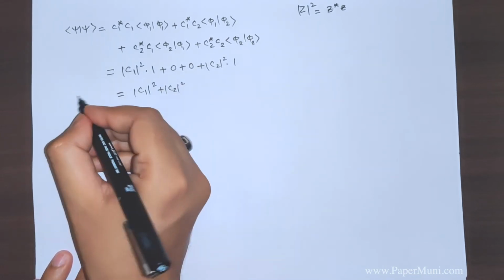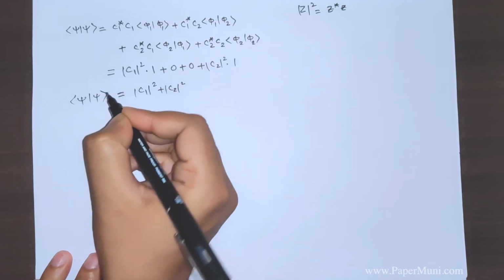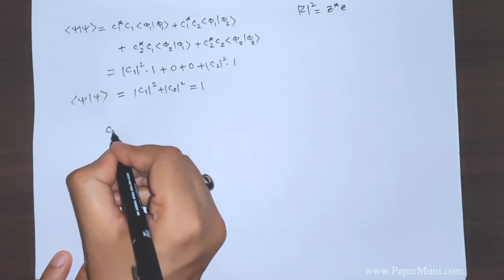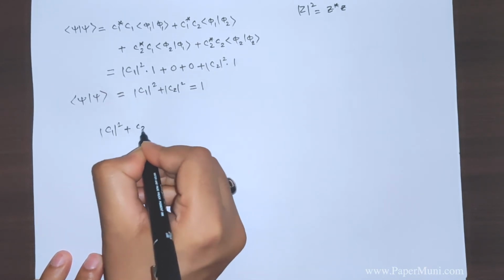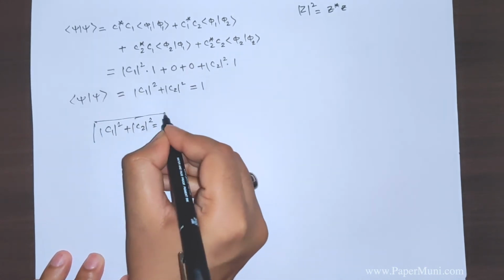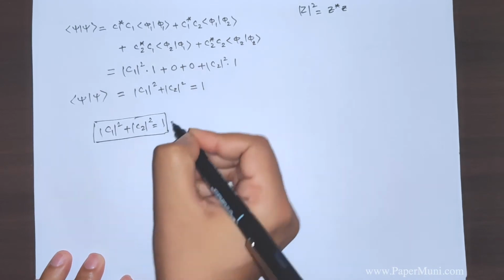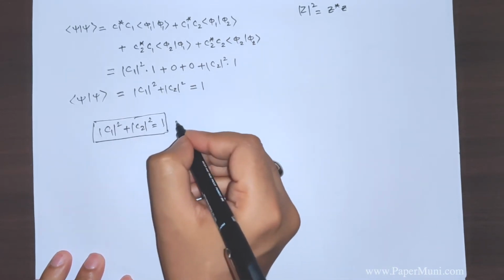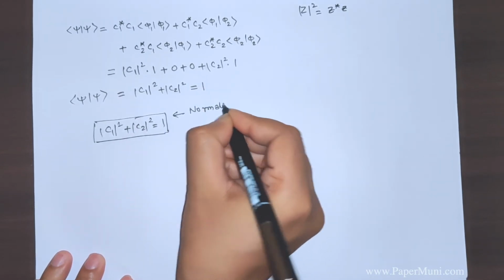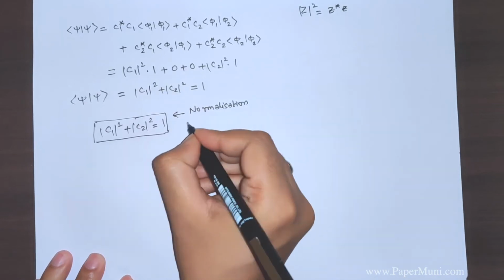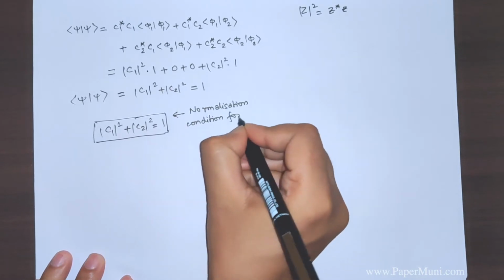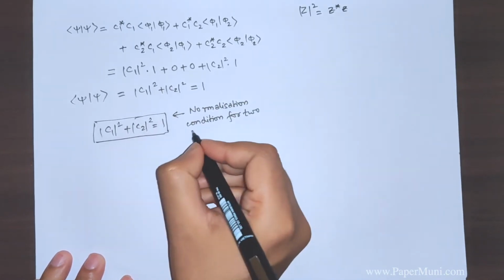So what we get finally is the normalization condition, which should be equal to 1. For a superposition of states, here we had two states, so there are two probability amplitudes, C1 and C2, and this is the normalization condition for a given state which is a superposition of two states. So we can write down that this is the normalization condition for a two-level quantum system.